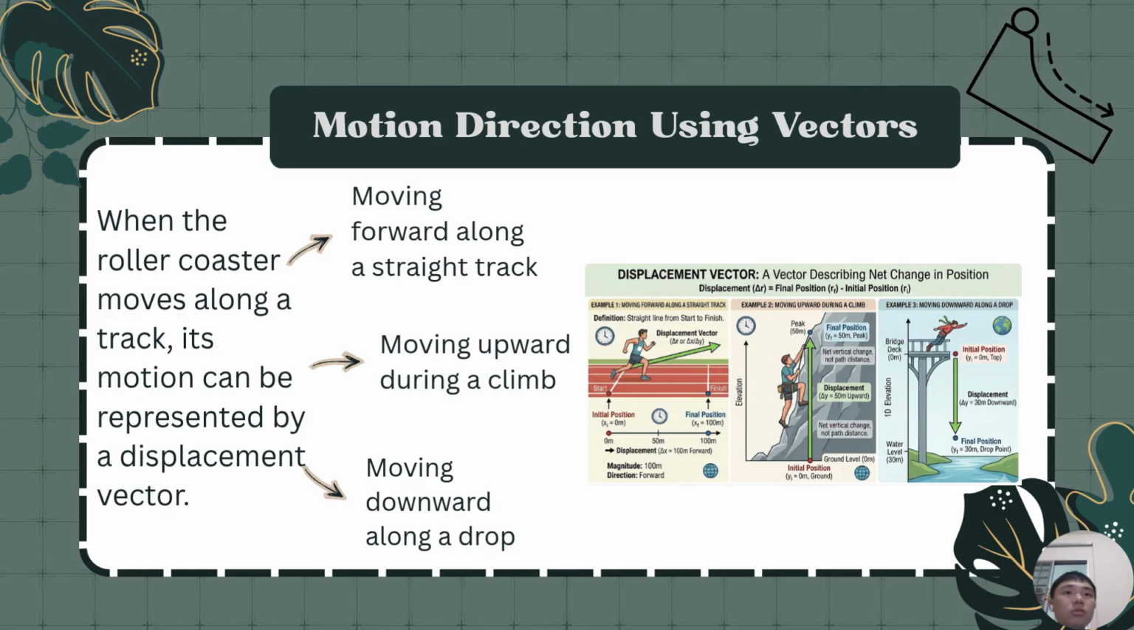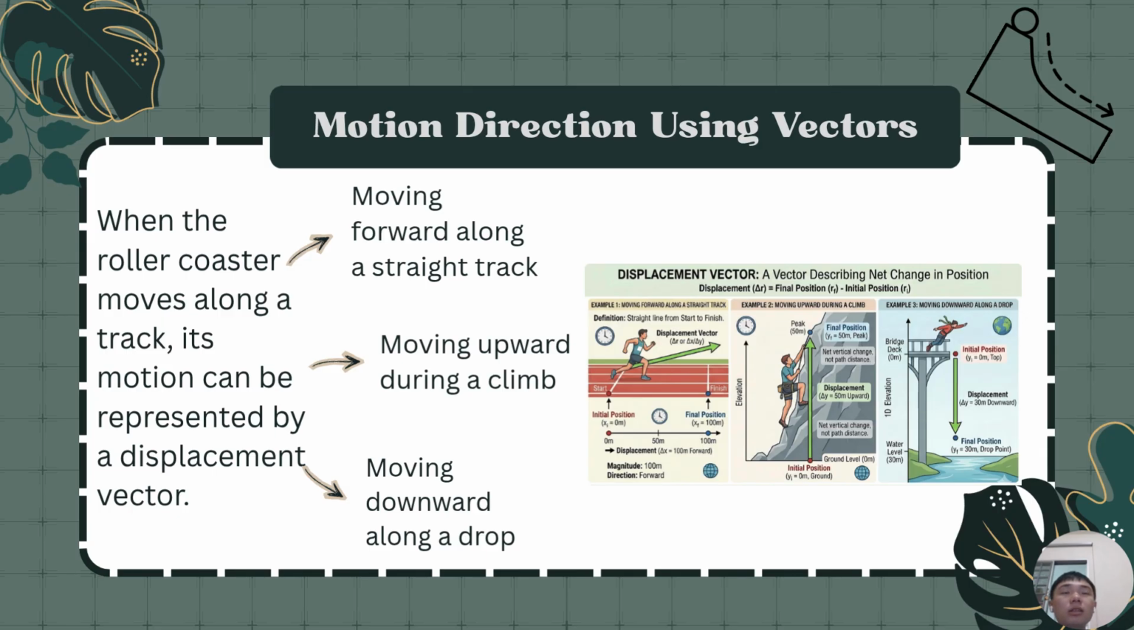Next, when the roller coaster is moving upward during a climb, such as when it is going up a hill, the direction of motion changes. In this case, the factor will point upward, showing that the coaster is gaining height. This is important because roller coasters often have steep climbs that require careful design and calculation.